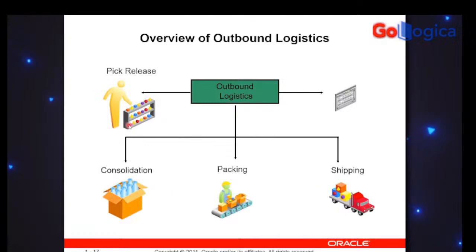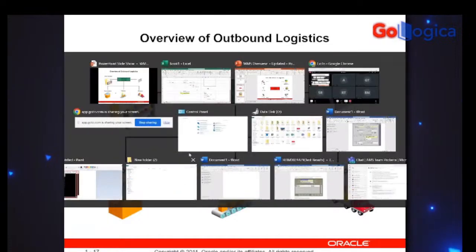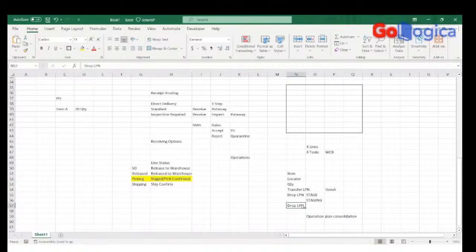Okay, so once pick release is done, consolidation is also very important. As we discussed, while dropping you can also do the consolidation, and you have to do the operation plan setup in Oracle. There are three types of operation plans. One is locator based consolidation. Second is LPN based consolidation, and third is locator and LPN both based consolidation.